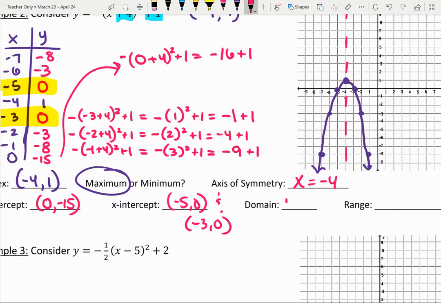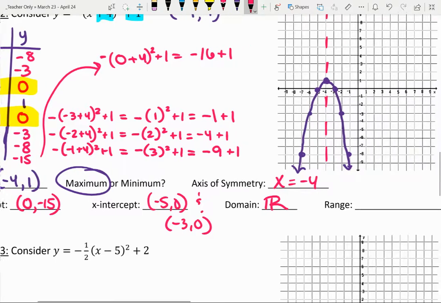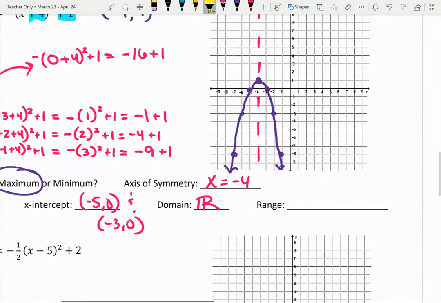Again, this is a parabola. The domain is going to be all real numbers. Remember, that's every single x value, positive, negative, decimal, whole number, from negative infinity to positive infinity. And then our range, this time we already noted that our vertex was a maximum. We've got a highest value of 1, and it goes downwards forever. So our range is y is less than or equal to 1.